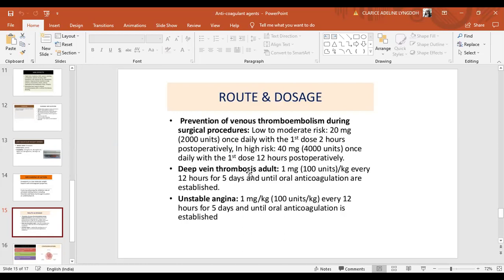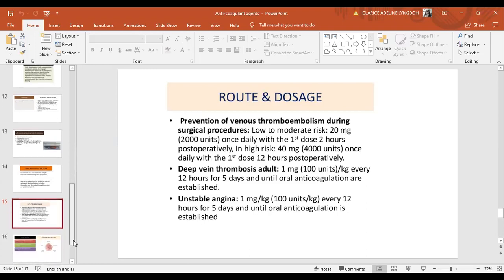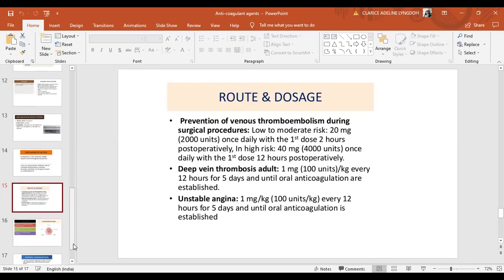Then for deep vein thrombosis in adults, the dose is 1 mg per kg every 12 hours for 5 days until oral anticoagulation is established. Then if the patient is having unstable angina, we should give 1 mg per kg every 12 hours for 5 days and until oral anticoagulation is established. Okay, so this is about the dosage and the route for injection enoxaparin.